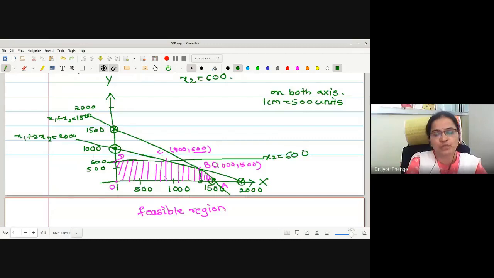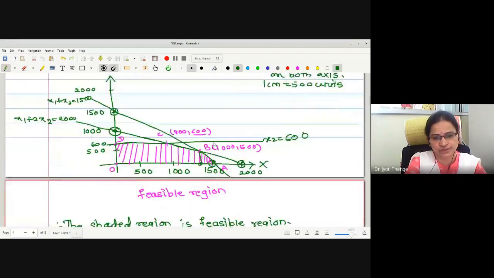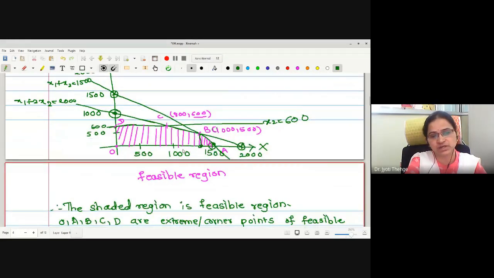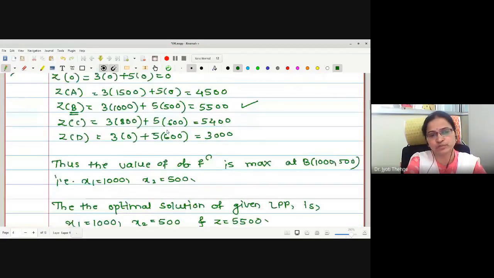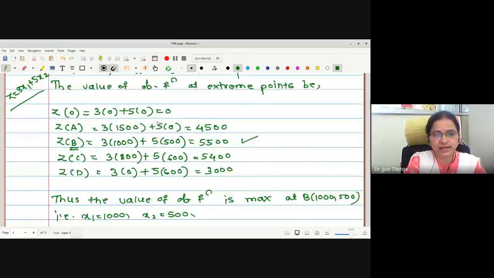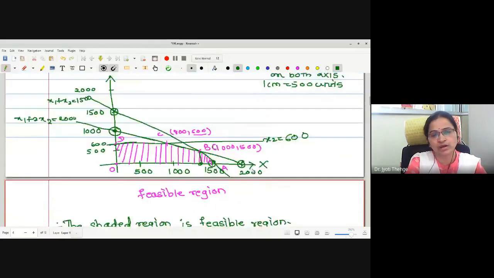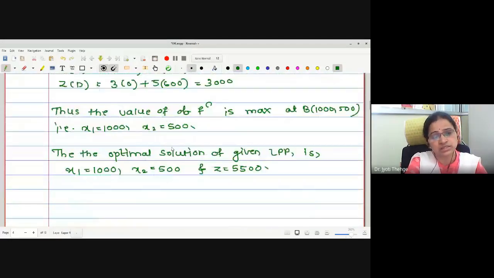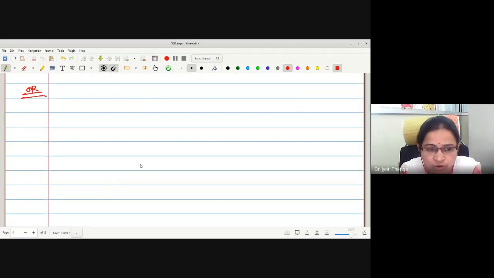What we have done? We have plotted these inequalities as equations first. Then we have found the feasible region, that is the region satisfied by all the constraints. And then we have found the coordinates of the extreme points and the value of z at these extreme points. Whichever gives the maxima will be the required solution. This problem can also be solved with an alternative method, which I can show you. For this, I will draw the graph again.